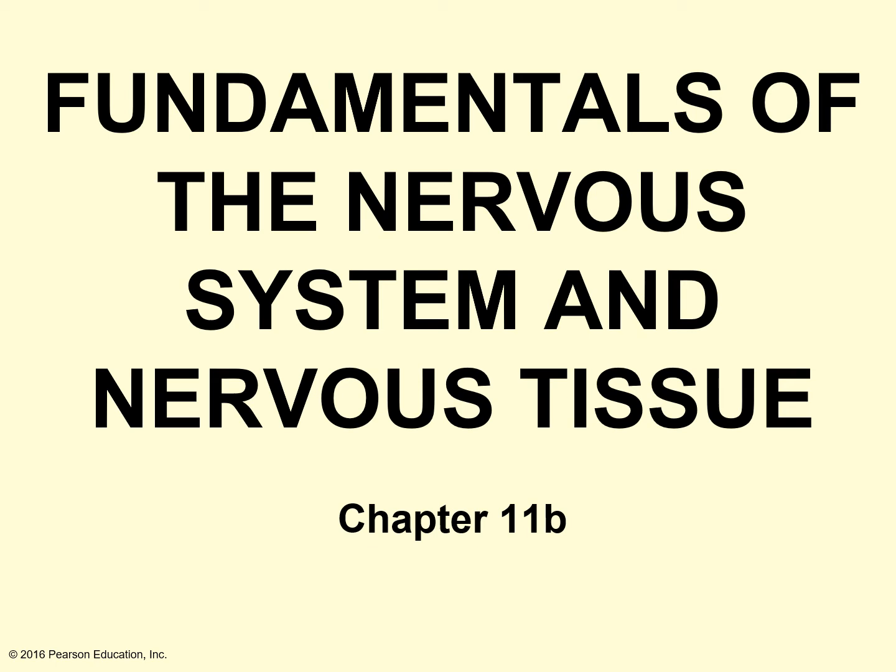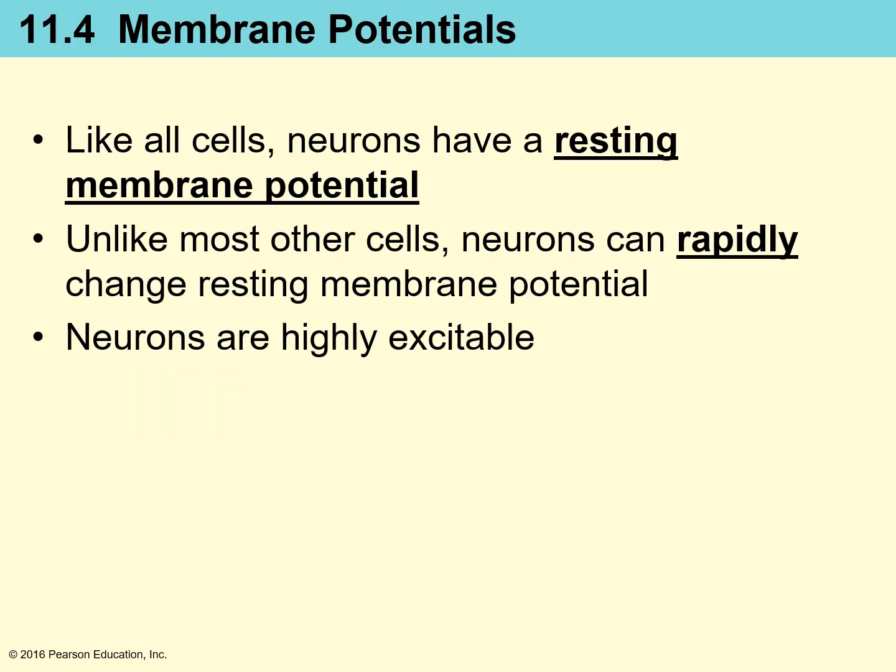So this is chapter 11B, or part 2, of Fundamentals of the Nervous System and Nervous Tissue. The membrane potential of all cells has to do with the difference in concentrations of ions on one side and the other, inside the cell versus outside the cell. So on one side of the membrane versus the other. Ions, remember, are charged, so this leads to a difference in charge.